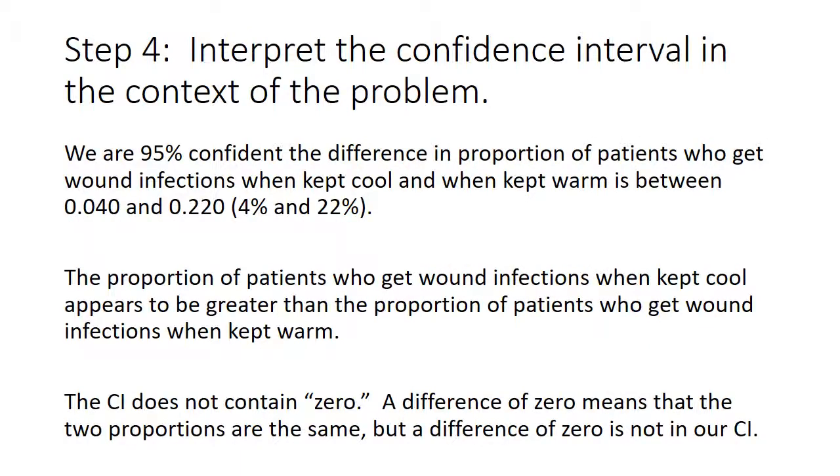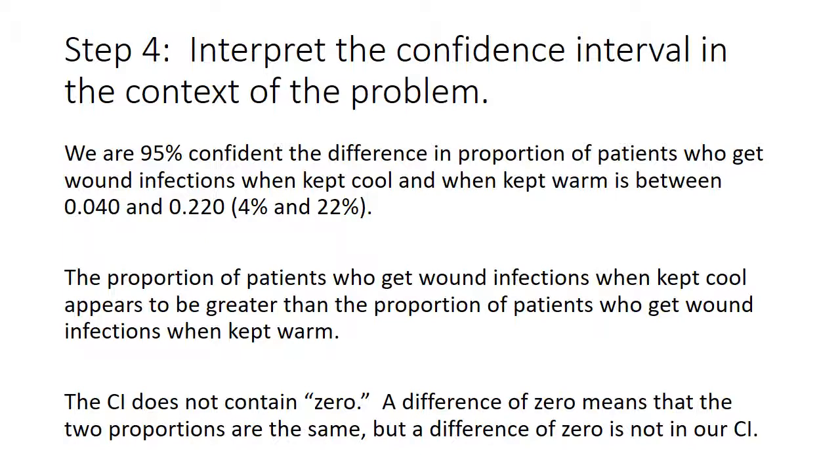All right, what on earth does this mean? Confidence intervals always mean the same thing. We are blah percent confident that the true whatever is within the two bounds for our confidence interval. We are 95% confident the difference in proportion of patients who get wound infections when kept cool and when kept warm is between 0.040 and 0.220. We round to 3 decimal places. That gives us the nearest tenth of a percent. We are 95% confident the difference between these two groups is between 4% and 22%.